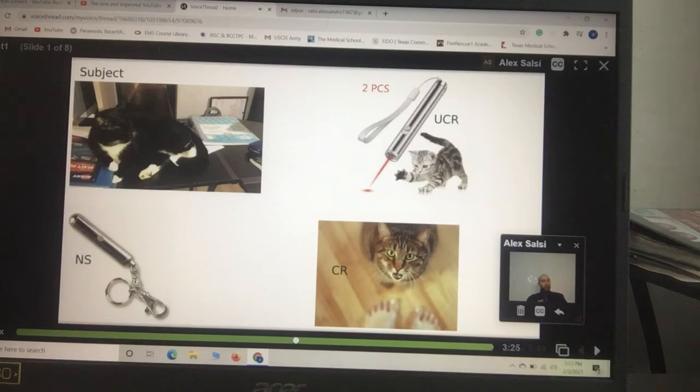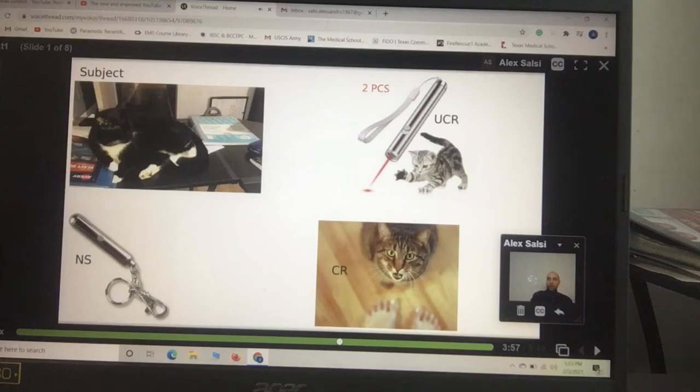Now, what I did was continuously pairing the laser with the noise produced by the keychain of the laser pointer itself. So with time, the cat learned to raise her level of attention at the presence of only the noise of the keychain, in a sort of Pavlovian way. Instead of producing salivation, she will become more aware because she was expecting the laser.